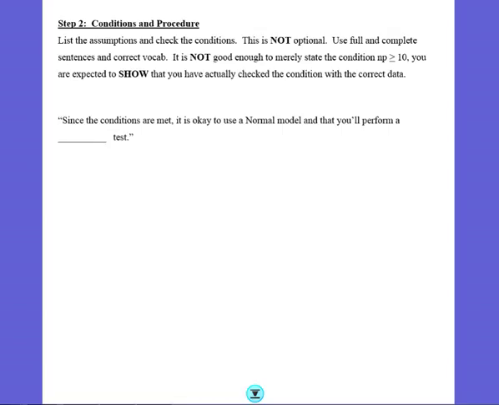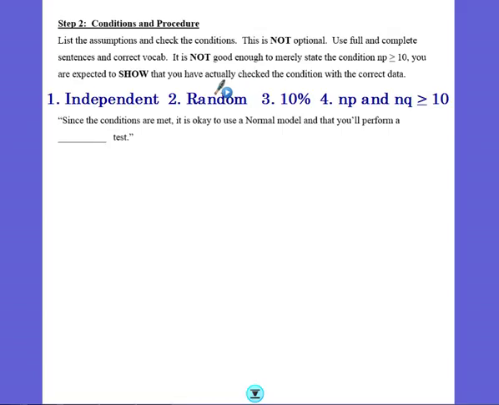Step 2 in our 4-step process is your conditions and procedures. This really shouldn't seem anything new. Basically, you're just listing the conditions. So for a one-prop z-test, it's the 4 conditions that we're used to. As we progress through the rest of these chapters, you are going to notice that some of the conditions change for different tests. But for now, we still have independent, random, less than 10%, and then np and nq have to be greater than or equal to 10.